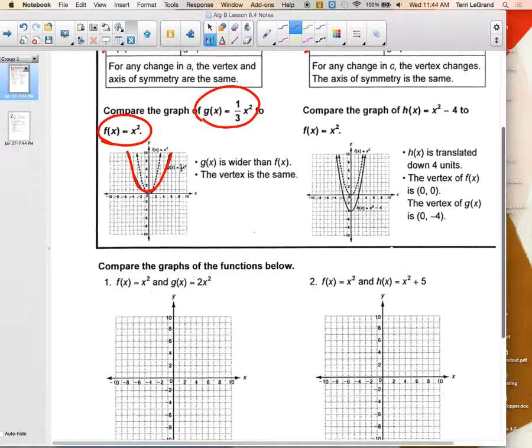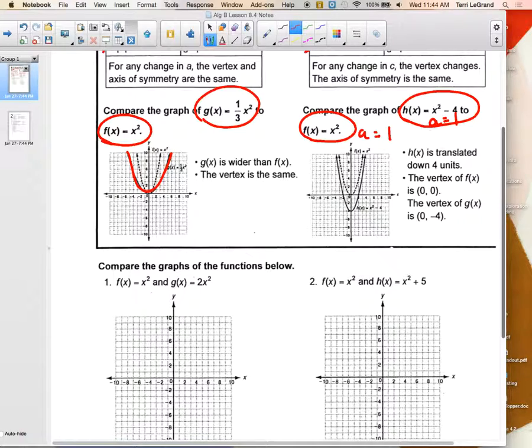Okay, let's look at this one. Compare the graph of h of x equals x squared minus 4 to the parent function. Let's look at their a values. Did the a value change? What's the a value for this one? 1. What's the a value for this one? 1. So is it going to be the same width? Wider? Skinnier? What's it going to be? Same.